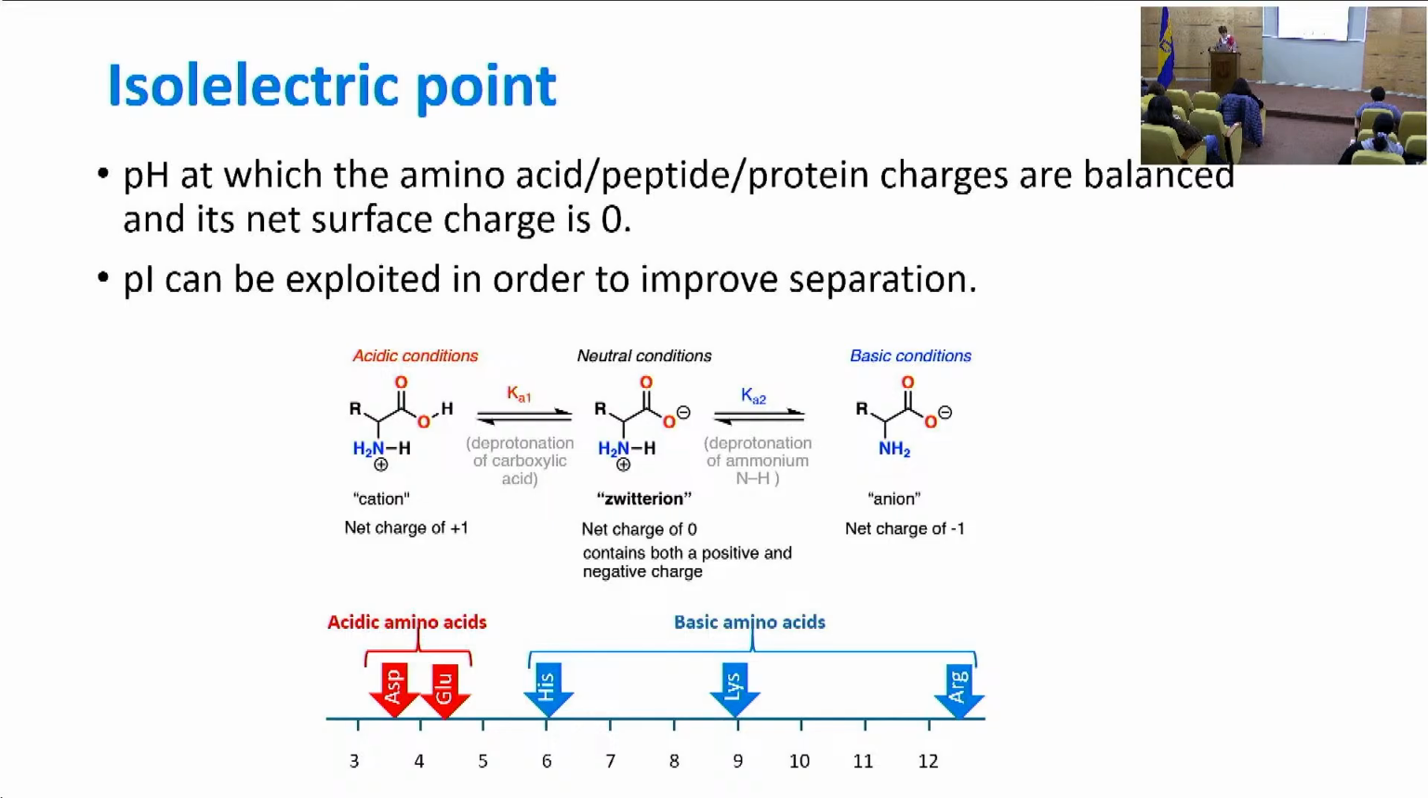So just before presenting ion exchange chromatography, let me remind you what the isoelectric point is, but maybe you know that. I don't need to explain that.